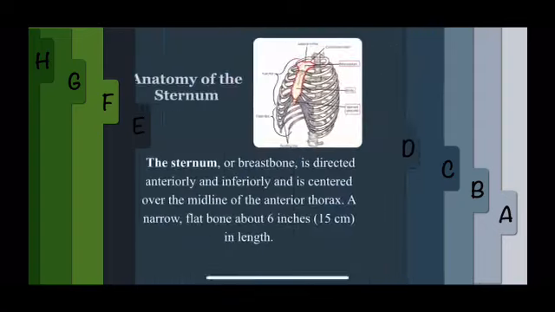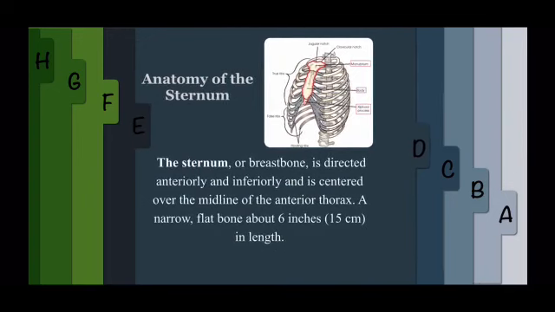Anatomy of the sternum bone. The sternum or breastbone is directed anteriorly and inferiorly and is centered over the midline of the anterior thorax. A narrow flat bone about 6 inches or 15 centimeters in length. The sternum supports the clavicles at the superior manubrial angles and provides attachment to the costal cartilage of the first 7 pairs of ribs at the lateral border.